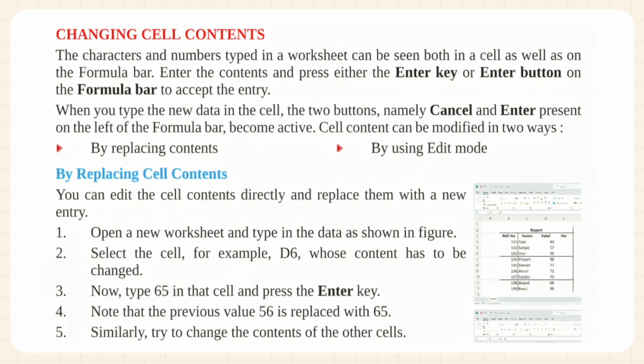By replacing cell contents. You can edit the cell contents directly and replace them with a new entry. 1. Open a new worksheet and type in the data as shown in the figure. 2. Select the cell, for example, D6, whose content has to be changed. 3. Now, type 65 in that cell and press the Enter key. 4. Note that the previous value 56 is replaced with 65. 5. Similarly, try to change the contents of the other cells.